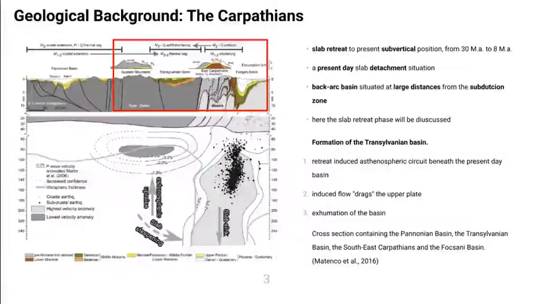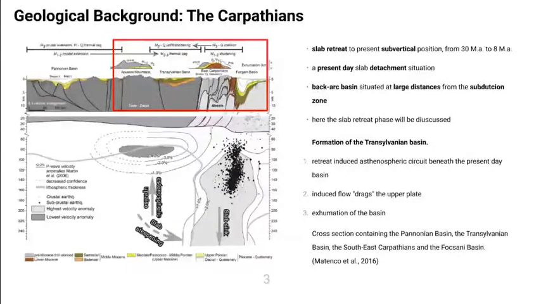This cross-section shows us the Pannonian Basin, the Transylvanian Basin, the East Carpathians and the Focșani Basin. The timeline of the events was the following. The upper plate subducted the oceanic slab and collided with the lower plate, which can be seen on the right side of this cross-section, at roughly 30 million years ago. After that, the slab retreated to its present subvertical position from roughly 30 to 8 million years ago. From here on, we will mostly concentrate on the slab retreat phase.